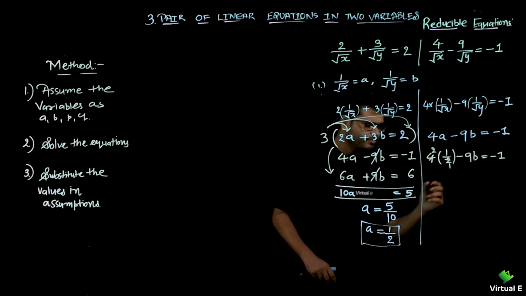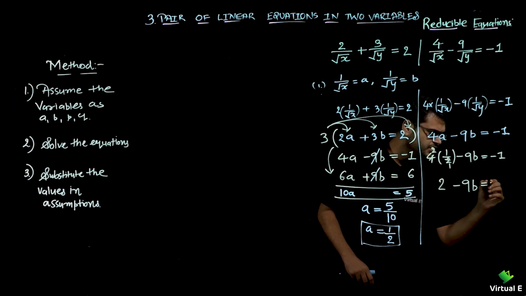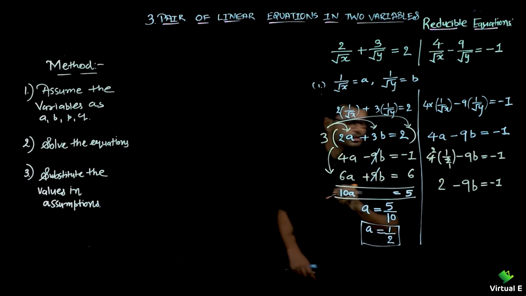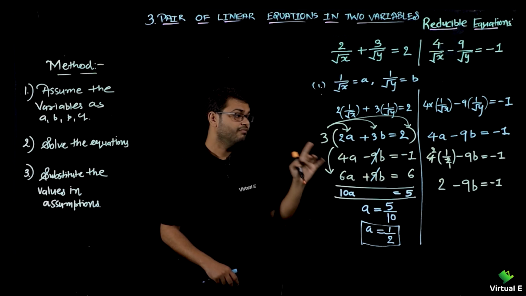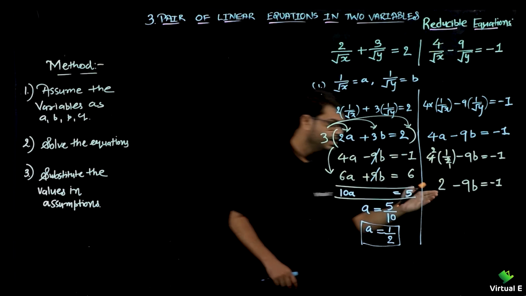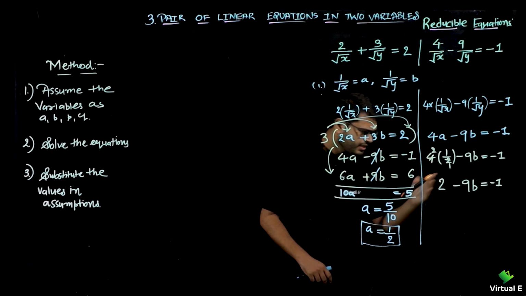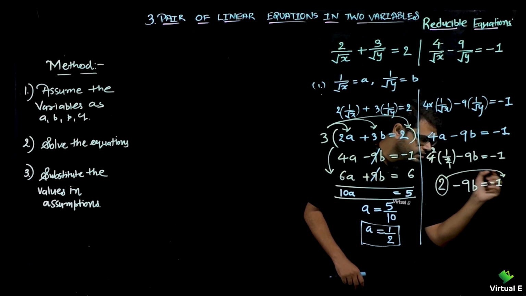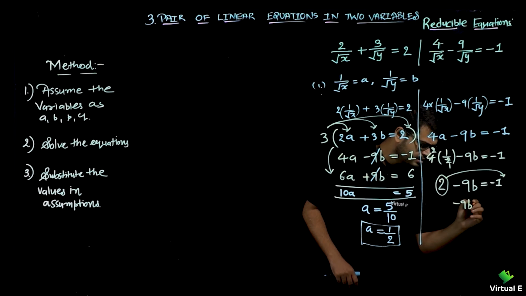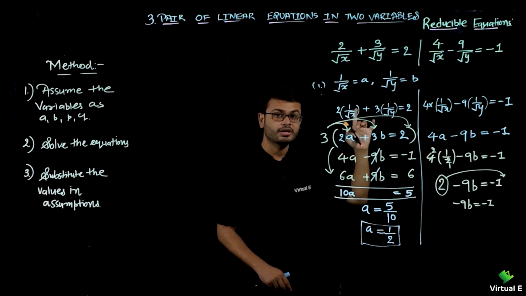2 into 1, that will be 2, minus 9b is equal to minus 1. So right now we have an equation in one variable. There is only b in the whole equation, no a. So it is simple to solve. I will be shifting this 2 over to this side. Minus 9b is equal to minus 1, and if I shift this 2 over to that side, that will become what?